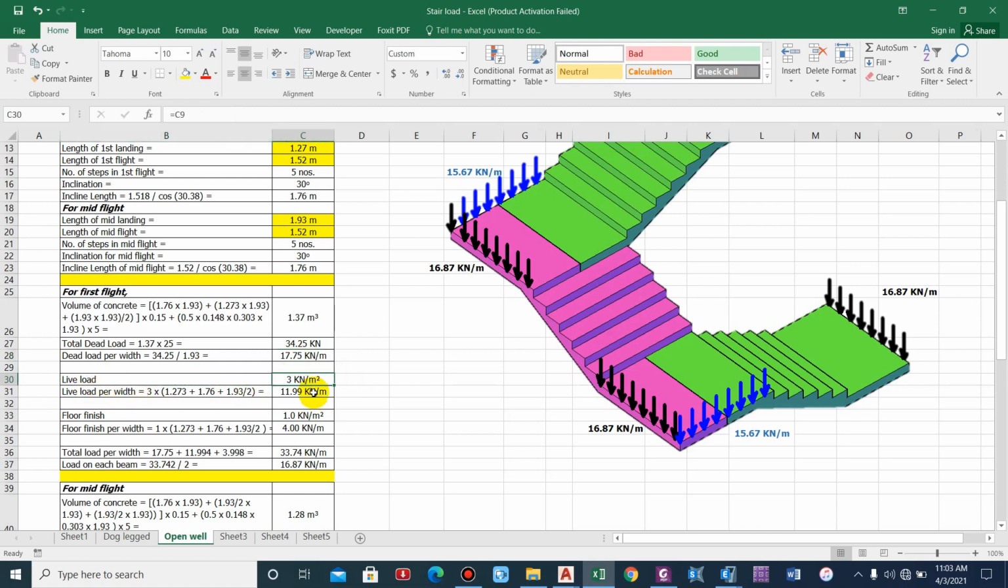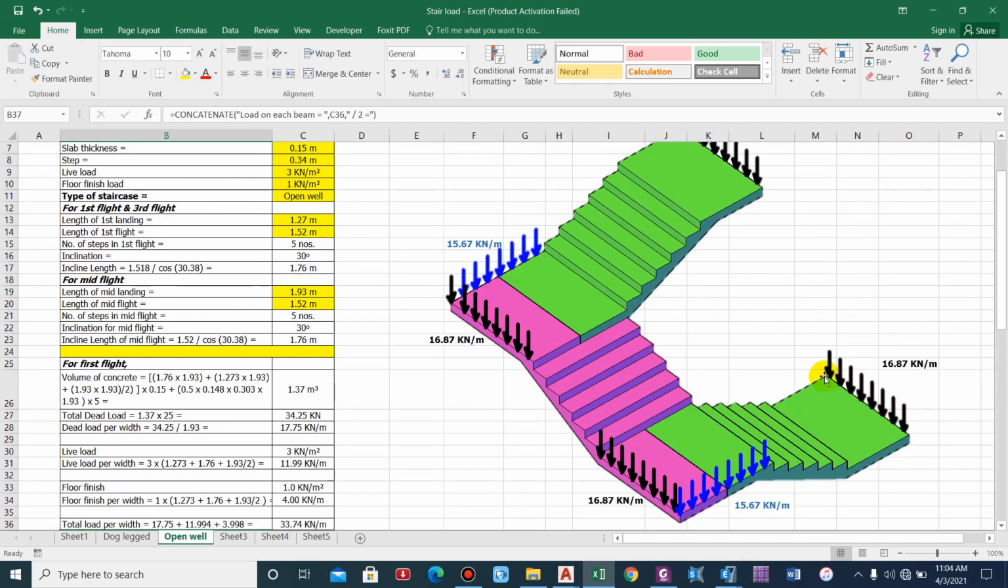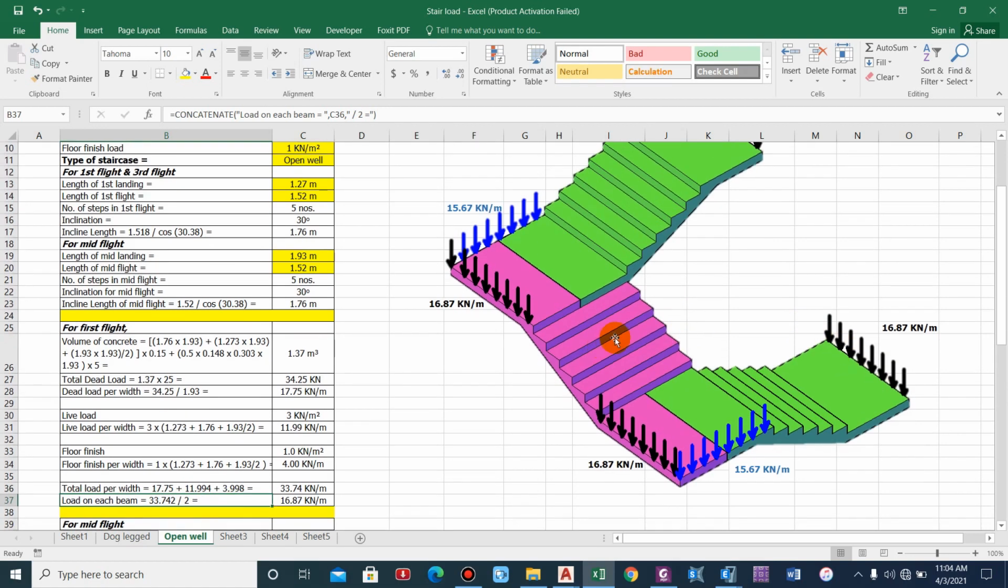Live load 3 kilonewton per meter square. Live load per width 1.273 plus 1.76 plus 1.93 divided by 2. We'll consider half of the load on this particular section. So the length is also taken half of the total length. Similarly floor finish, and we'll get total load per width as 33.74 kilonewton per meter, and load on each beam is 16.87 kilonewton per meter. Now this load is distributed, 16.87 kilonewton per meter on this particular edge, 16.87 kilonewton per meter on this particular edge, 16.87 kilonewton per meter on this edge. So this will be the difference.